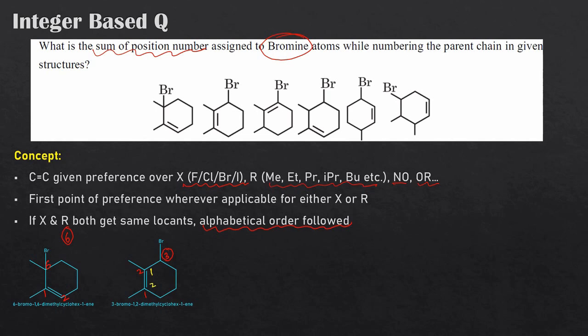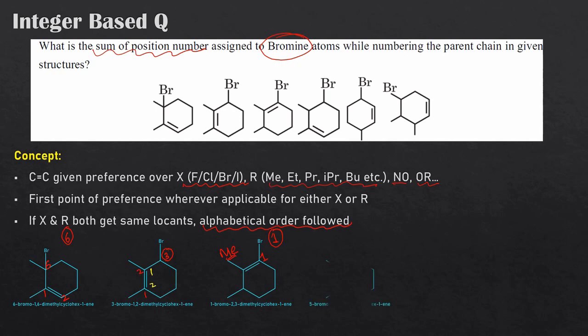The third compound has a double bond, and now we should be thinking of methyl and bromine. What should be given preference? Because whichever way we name, the methyl and bromine are going to be at 1 and 2 positions with the double bond given number 1. So this is going to be carbon number 1, because bromine is going to be given preference over methyl, which starts with M. So here we have 1 as the locant value.